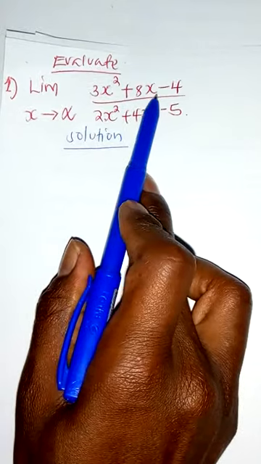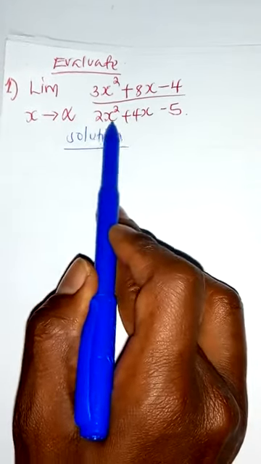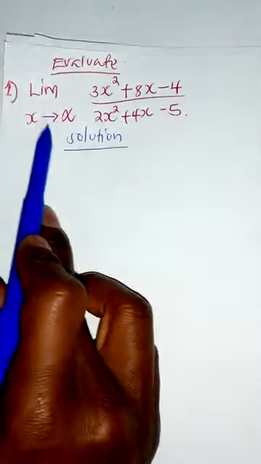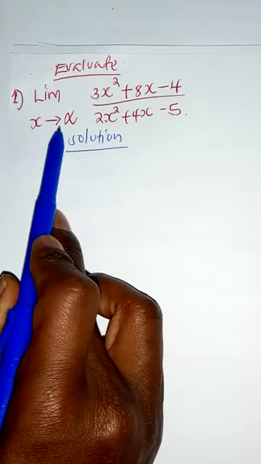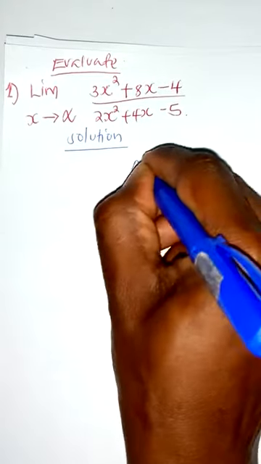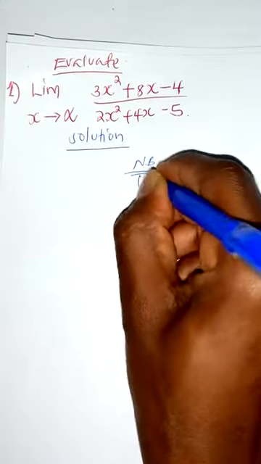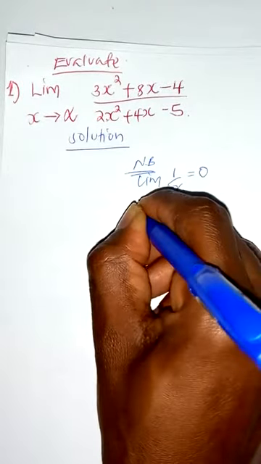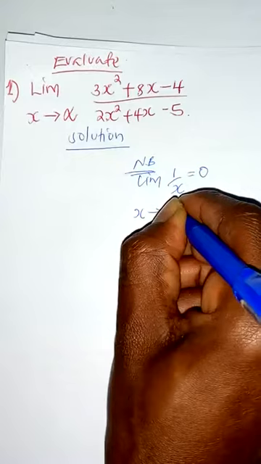We move to further examples, and in this particular case we have the limit of 3x squared plus 8x minus 4 over 2x squared plus 4x minus 5 when x is approaching infinity. Before we move to the computation, you should remember that the limit of 1 over x will give us 0 when x is approaching infinity.